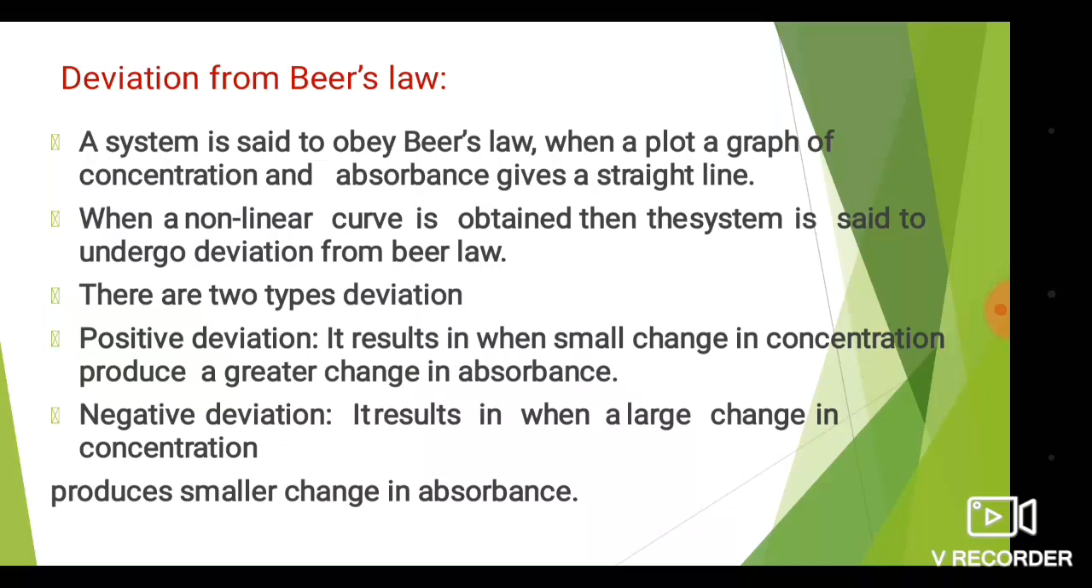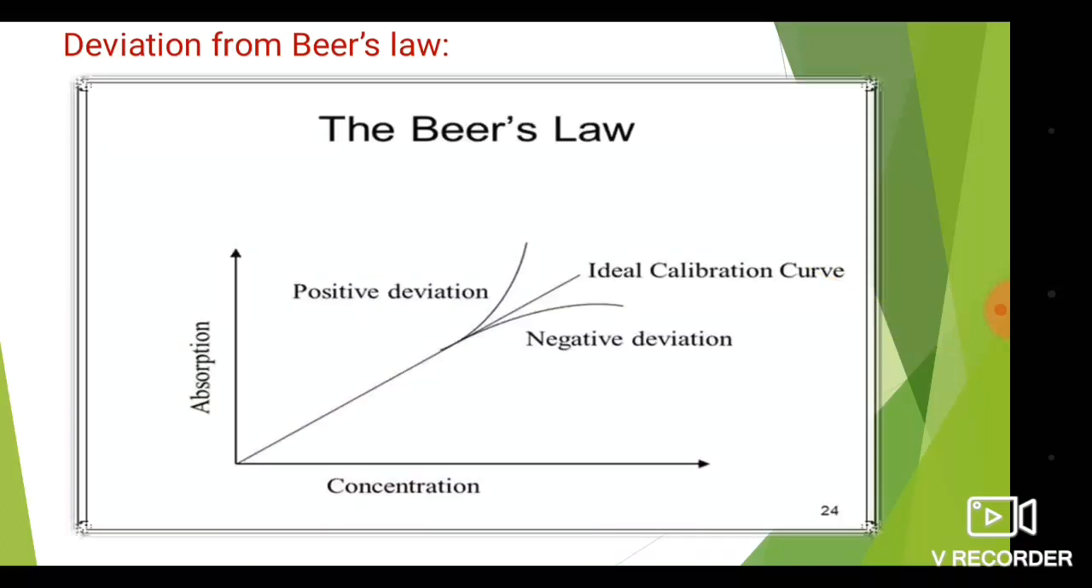But in case of deviation, when we get a non-linear curve, the system is said to undergo deviation from Beer's law. There are two types of deviation: one is positive deviation and the other is negative deviation. If the curve tilts towards the left side, it is a positive deviation. If the curve tilts towards the right side, it is a negative deviation. Deviation to the upper side of the ideal calibration curve is a positive deviation. Deviation to the lower, downward side of the ideal calibration curve gives the negative deviation.